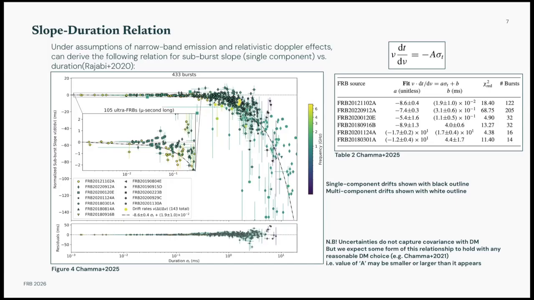And we can see for the ultra FRBs, there's only a few points, but they still fall where we expect them to. So these uncertainties, I just want to point out, they don't show the covariance of the DM. So you can probably notice that there's a lot of scatter in the measurements around this line. I'll talk a bit more about that, and you can see the other sources there.